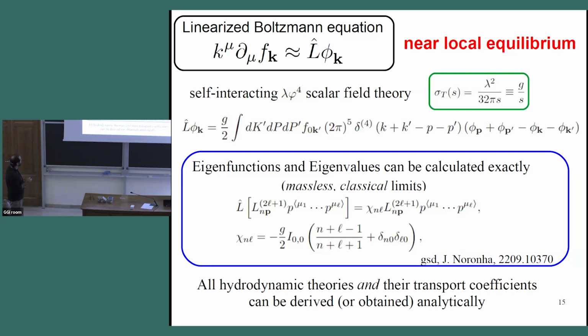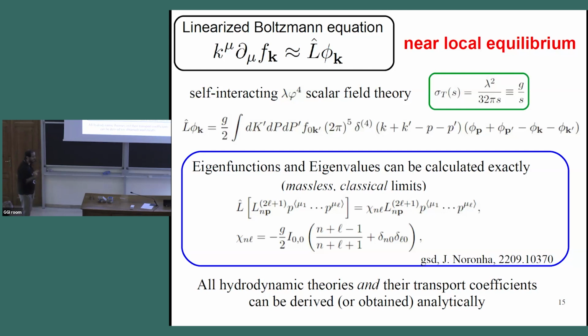Sorry, I did not define it. So this is a thermodynamic integral. Essentially it goes as T squared, like a thermal mass. The spectrum is discrete here, and N is just quantized: 0, 1, 2, and so on.